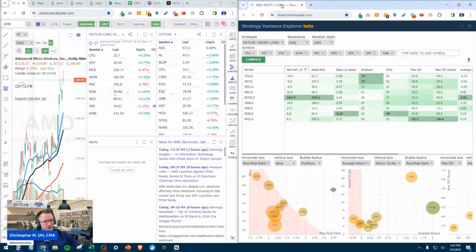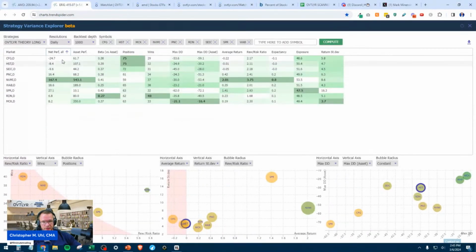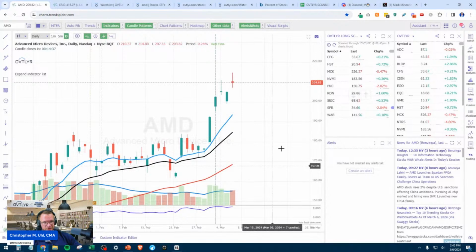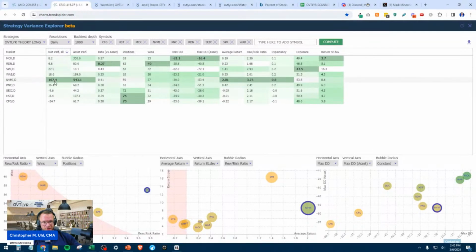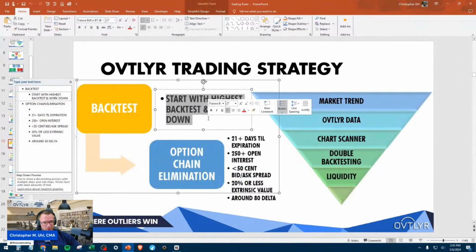Now, looking at this list, pop this back over here. Yeah, they do need to fix this sorting. It's not exactly sorting correctly, but these three, I'm not even going to look at because they have a negative expectancy. This backtest is ultra simple. It's just basically buying above the 10 EMA, selling below the 10 EMA. That's about it. So we've got a handful here. Let's start with the highest relative strength. I'm sorry, highest backtest and work our way down.